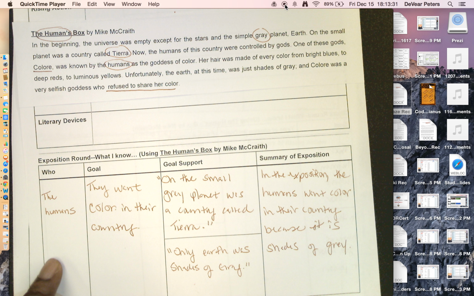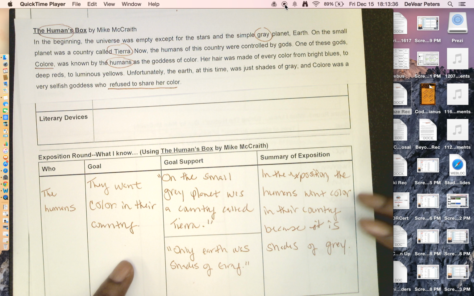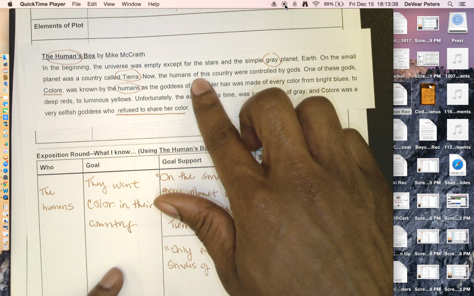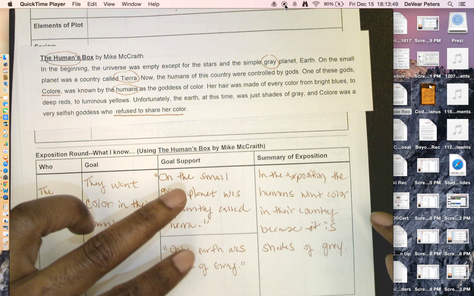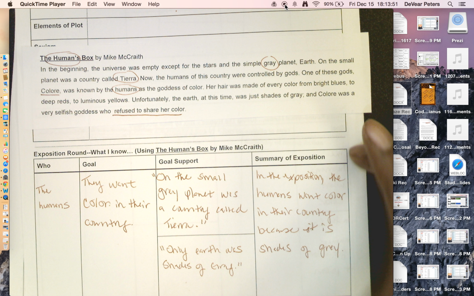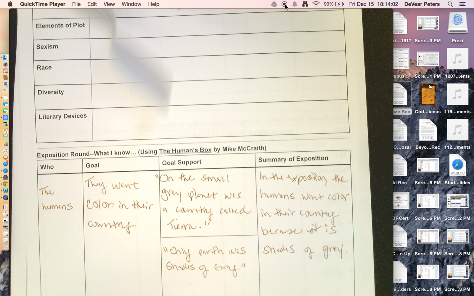So who is your character? Your humans. Their goal is that they want color in their country. Two reasons from the exposition helped me understand that. One was that it told me the planet was gray, that the country was on, and that it was just, again, shades of gray on Earth. So I have these two to support me, and then I would write that up in one summary: in the exposition, the humans want color in their country because it is shades of gray. Simple, straightforward. Then we move to the climax.